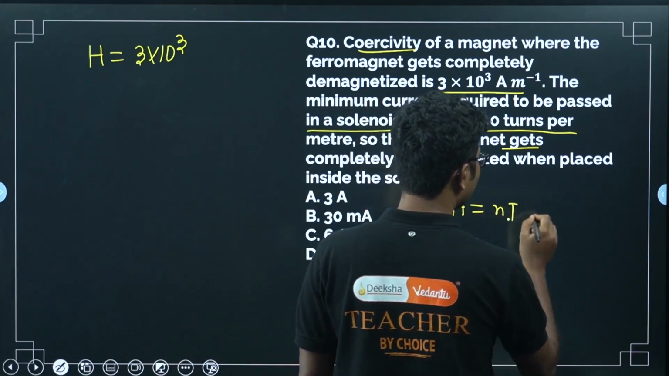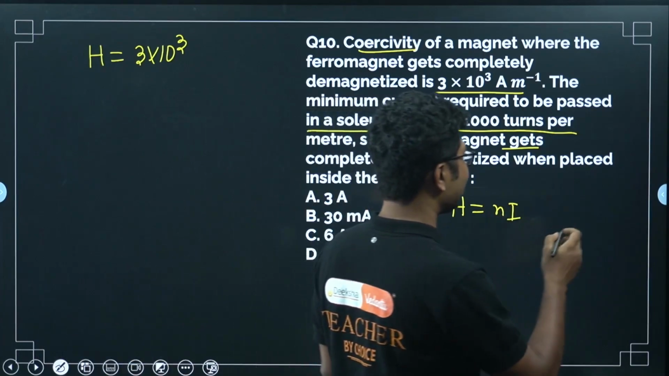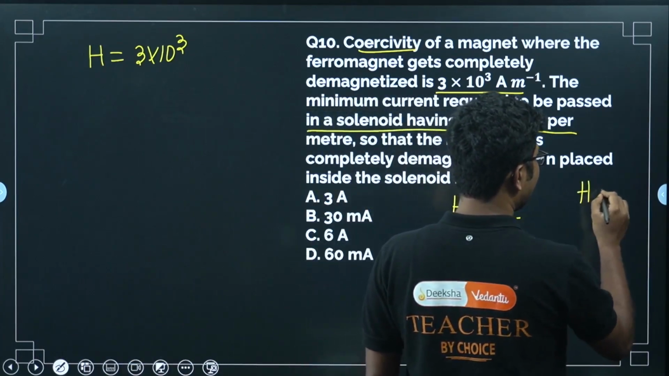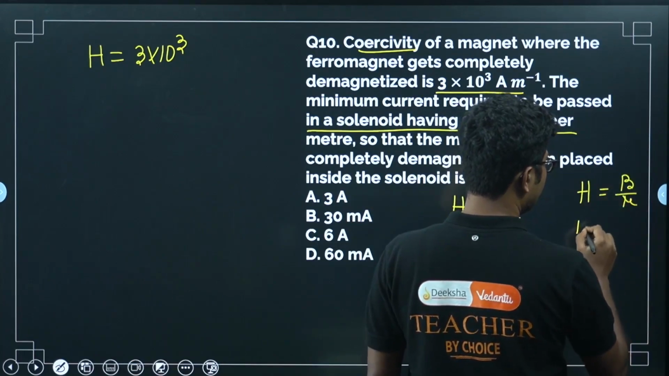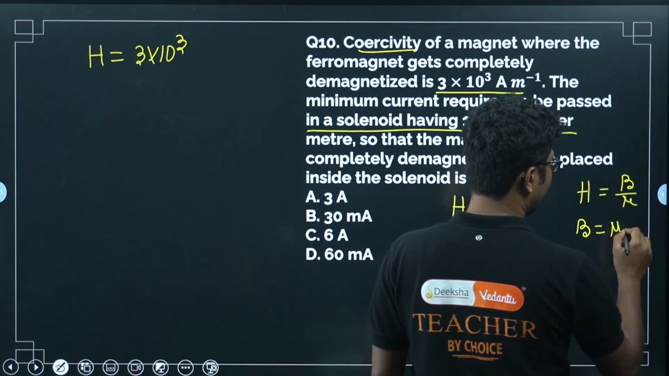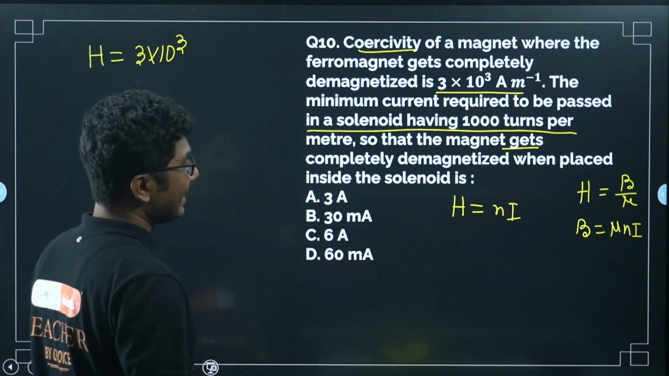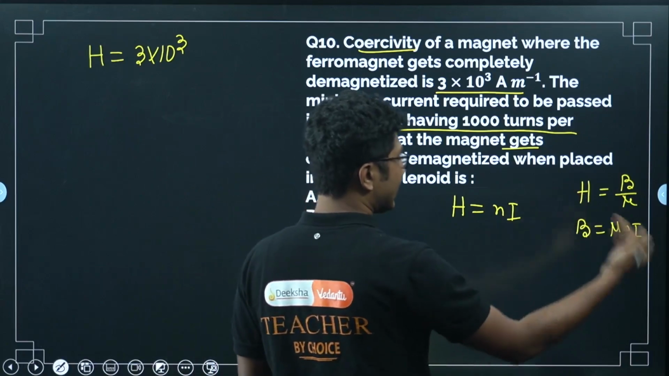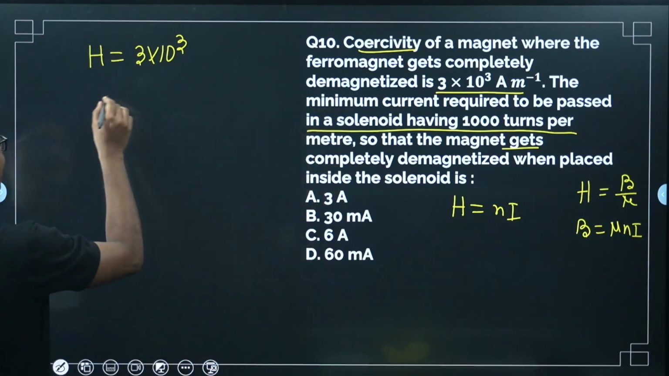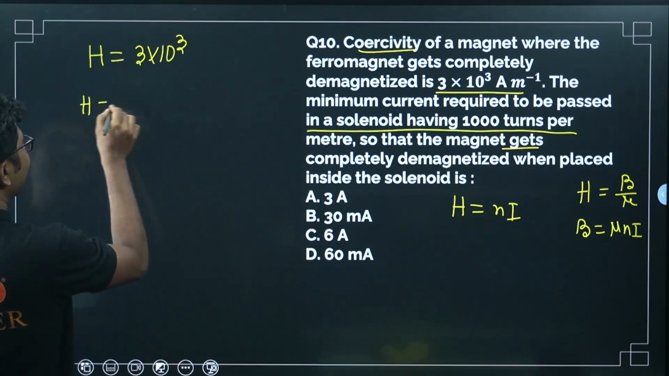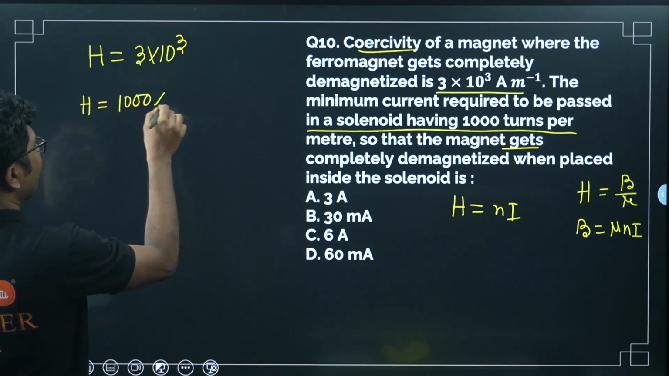If you remember yesterday's class, where we discussed magnetic intensity, H equals B by mu. B is mu N i, when there is some material involved inside it. So B by mu is N i. What we have to do is find the magnetic intensity. H is given, N is given as 1000, and you have to find the current.